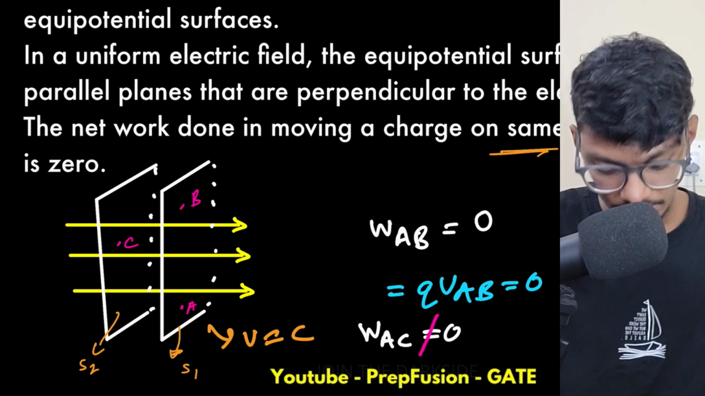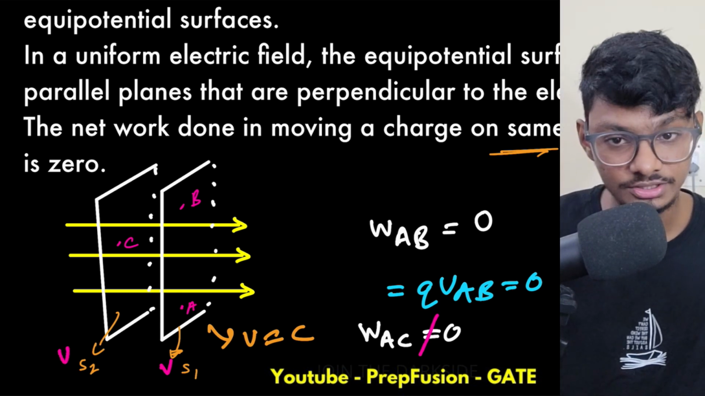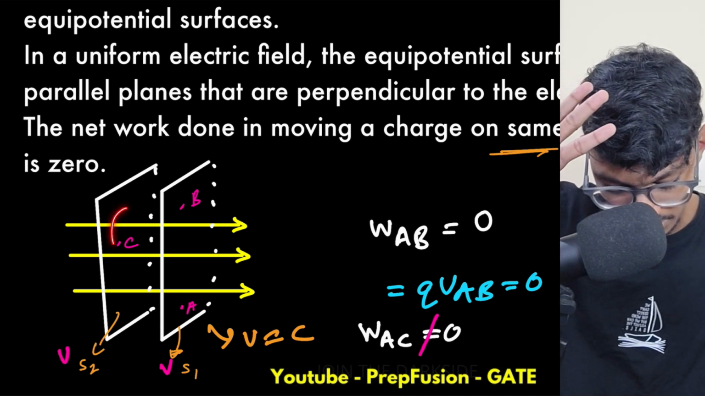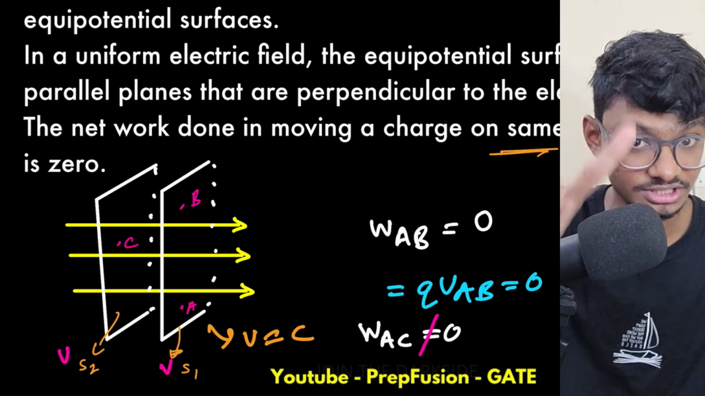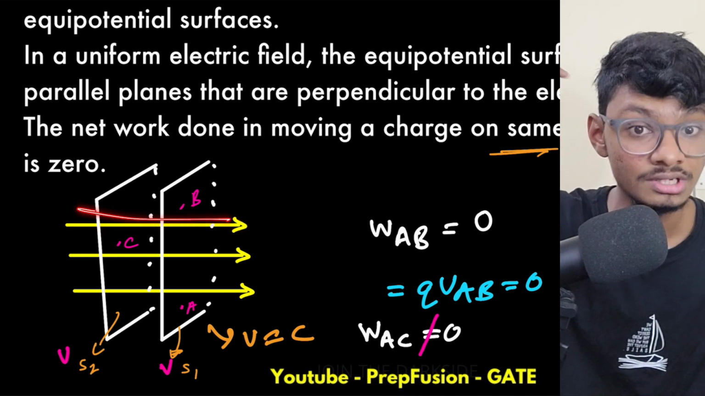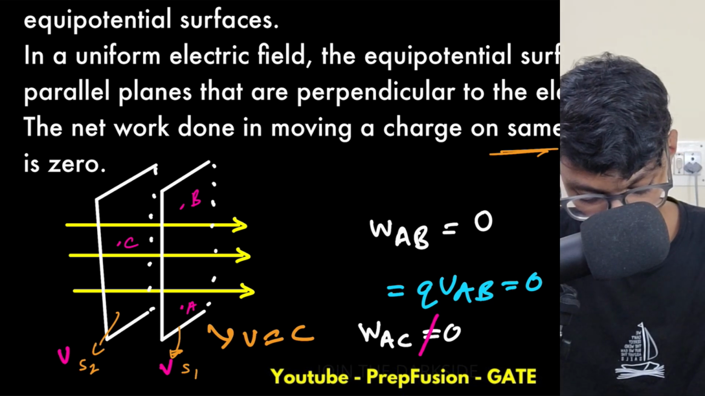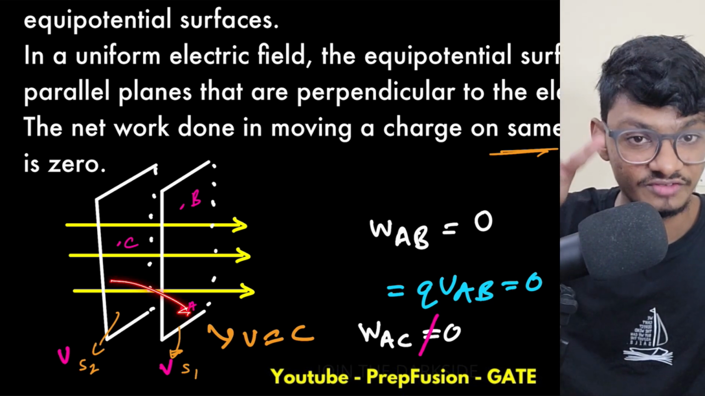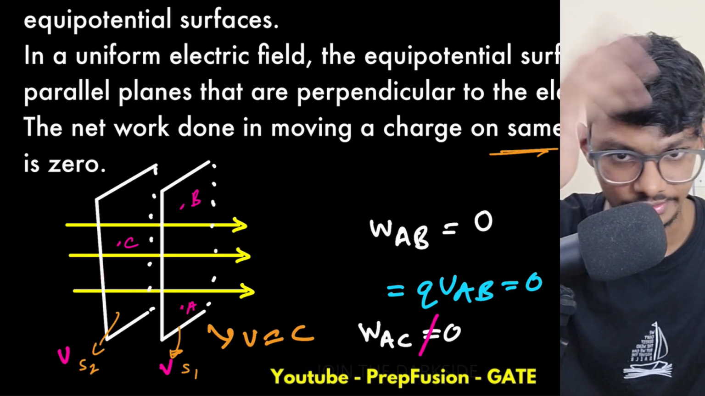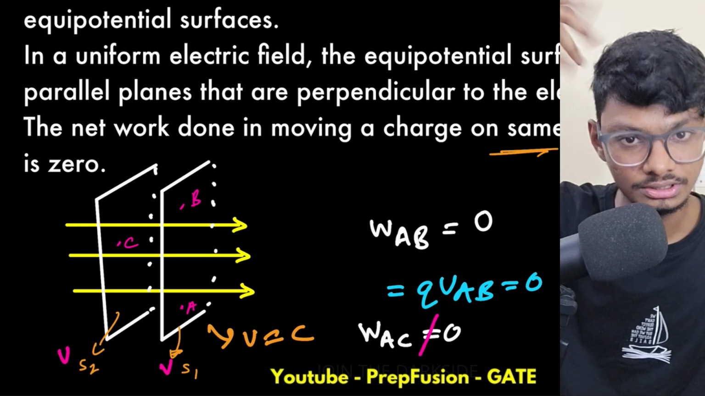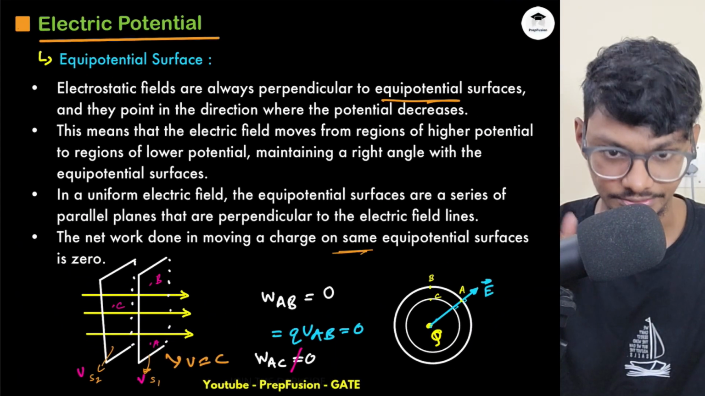Because remember, here there is some potential. Let's name this VS1, and there will be some potential VS2. These two are not equal. Although whatever potential this surface has is the same throughout, and whatever potential that surface has is the same throughout, these two potentials are not equal, because I just mentioned the electric field will be in the direction where potential reduces. So if I move my charge to here, there is some potential difference, VAC. In this direction, if I move, my potential will increase, because the other direction means potential reduces. So obviously it will be VC minus VA. As potential has increased, there will be positive work done. Okay, so I hope you got the point.